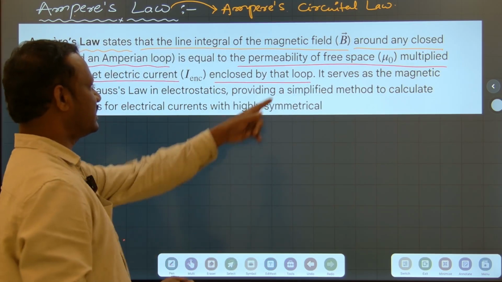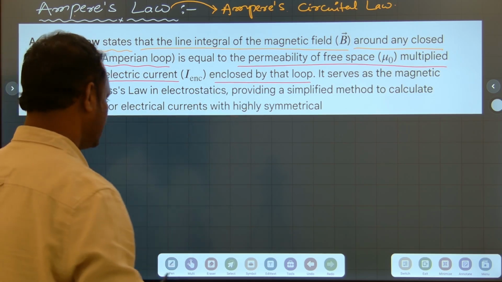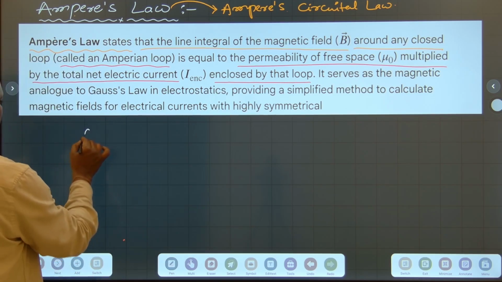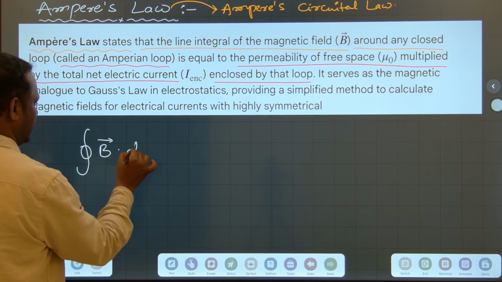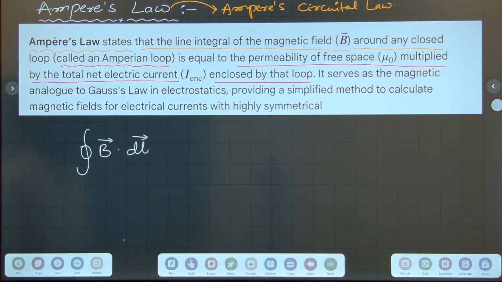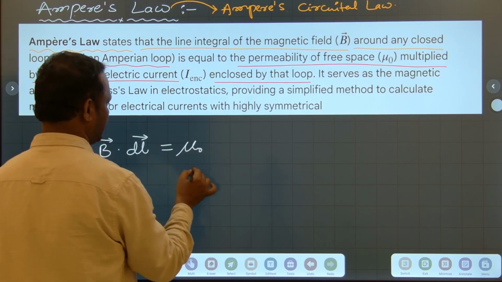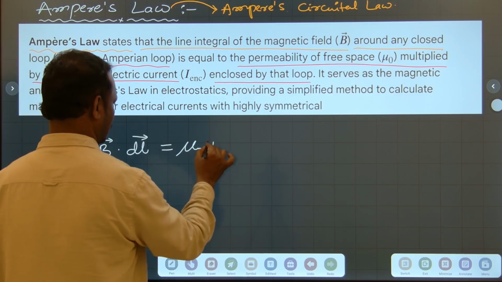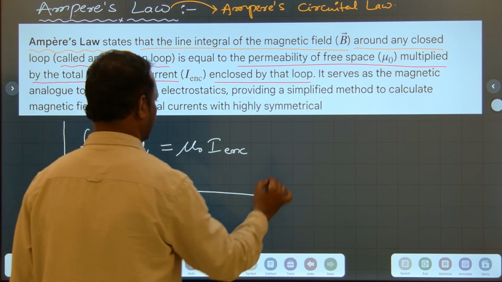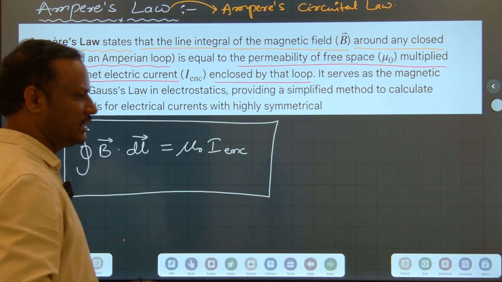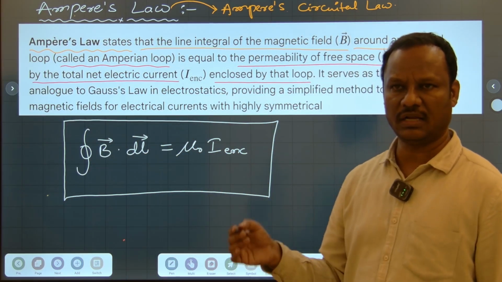It serves as a magnetic analog to the Gauss law in electrostatics. Here I am talking about the closed integration of B bar dot dl bar, the line integral. B bar dot dl bar is equal to mu naught, the permeability of free space, times the net current enclosed. Closed integration over B bar dot dl bar is equal to mu naught times I enclosed or I net.